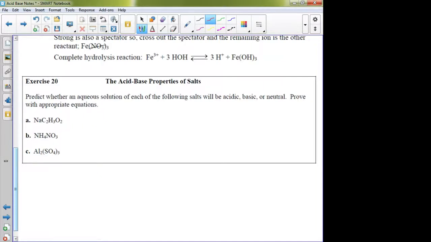Exercise 20 says, predict whether an aqueous solution of each of the following salts will be acidic, basic, or neutral, and prove it with an appropriate equation. All right, so now we get to go through our steps. We are so excited. Yes, we are. So A, I look at sodium acetate, and I say my sodium came from what?